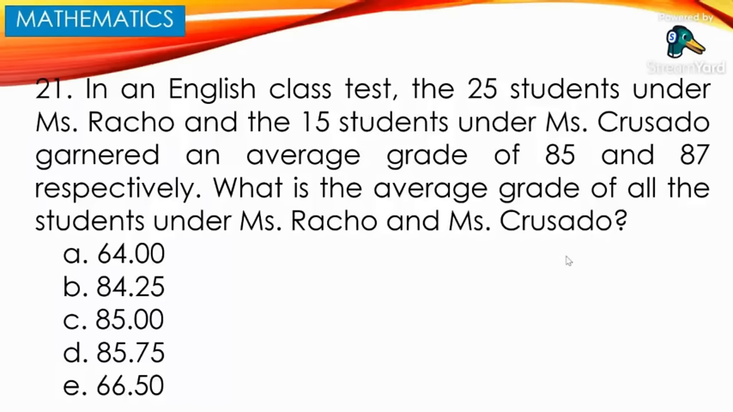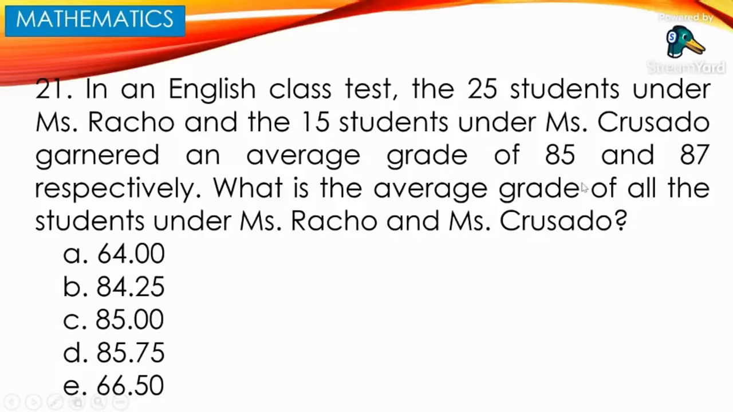So someone asked kanina kung bakit hindi 86 yung sagot. Hindi po 86 yung sagot kasi magkaiba po yung number of students ng kanilang class. Kung parehas pong 25, tapos yung average po is 85 and 87, then the average is 86. Pero 25 students at 15 students, so it will vary. Magkaiba po yung ating average.